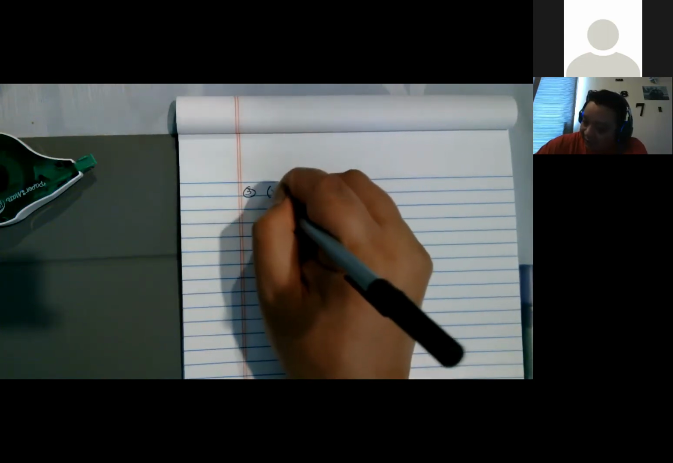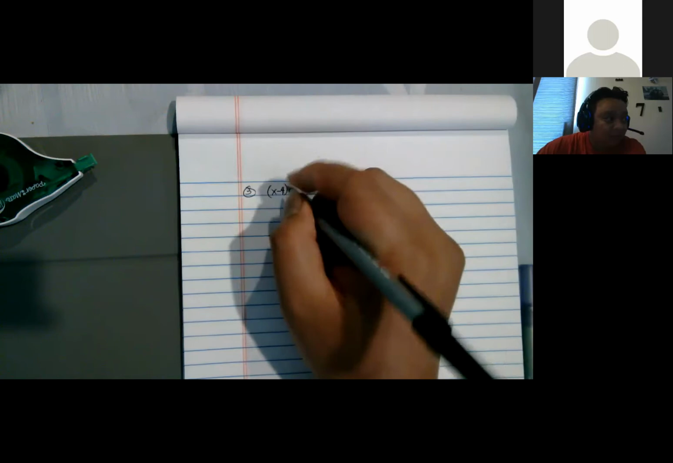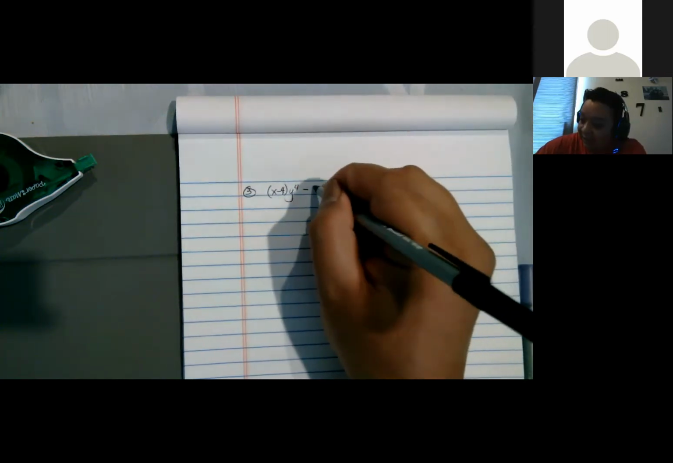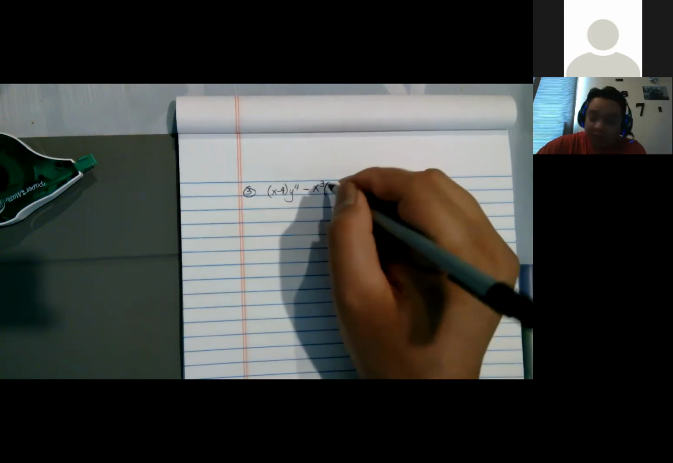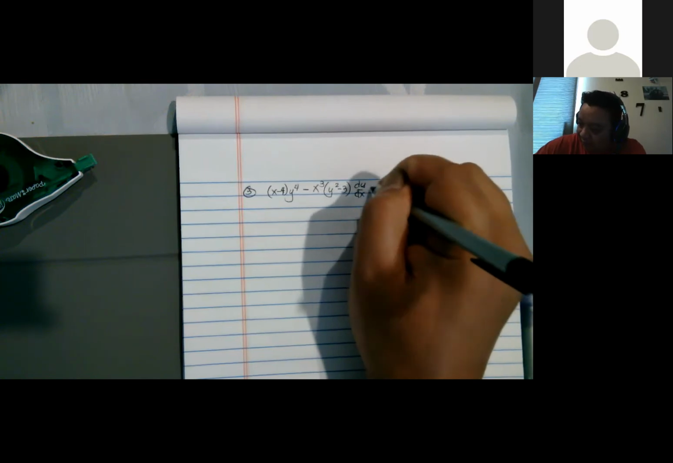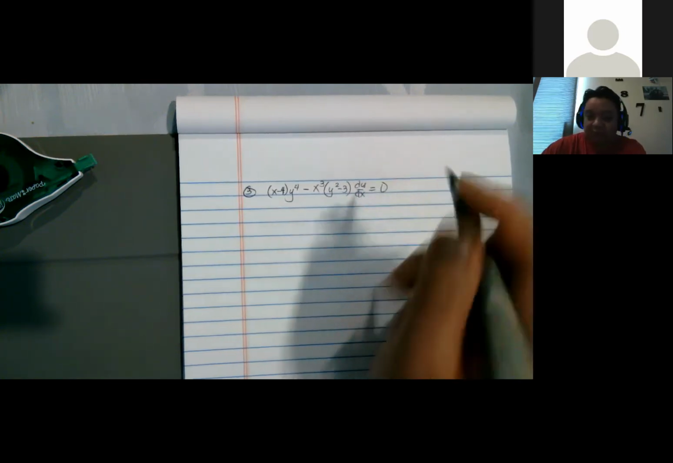And so I have (x - 4)y⁴ - x³(y² - 3) dy/dx = 0.